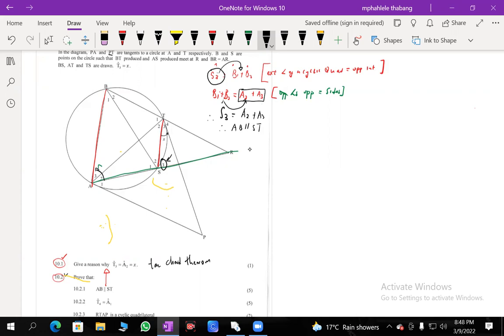This question is not easy, it wants you very awake in the exam room. It is a bit challenging. Indeed, AB is parallel to ST.